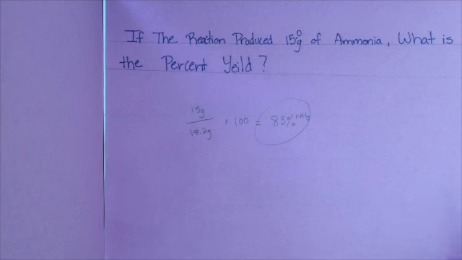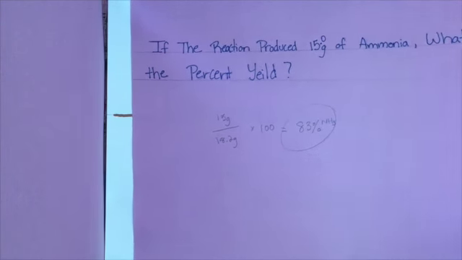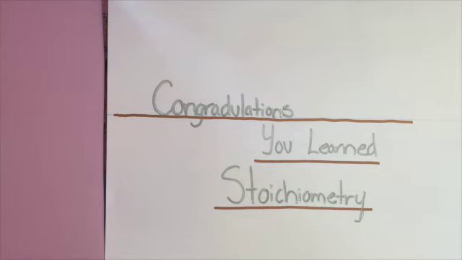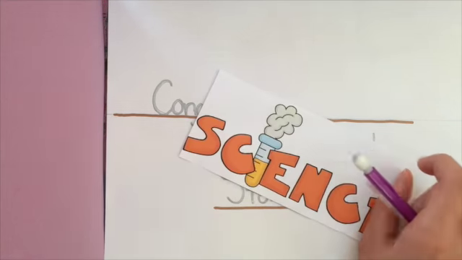So using all of your knowledge learned so far, you can now use stoichiometric equations, balance them, solve for percent yield, regular stoichiometric equations, and limiting reactant. Congratulations. You have successfully learned stoichiometric equations, science.